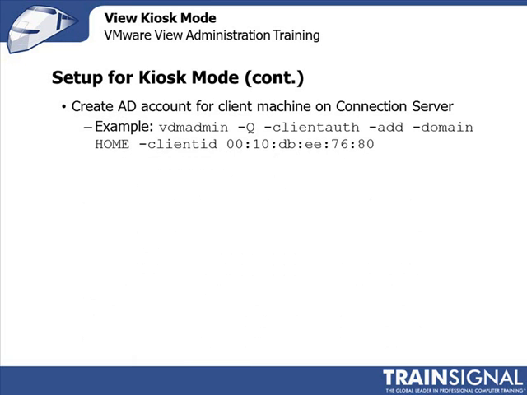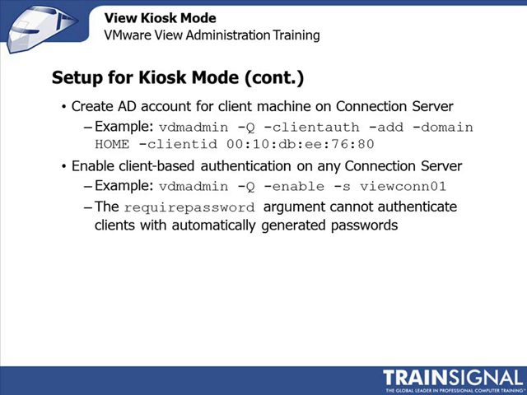The next step then, back on the connection server, is to create the AD account for the client device. So again, we'll use the -Q and -clientauth flags. We'll then give it an -add flag, and then define the domain using the -domain flag. And finally, we'll use the -clientid flag to identify the MAC address. This will create a user account that contains the MAC address, and based on our defaults, we'll place them in the proper OU and group.